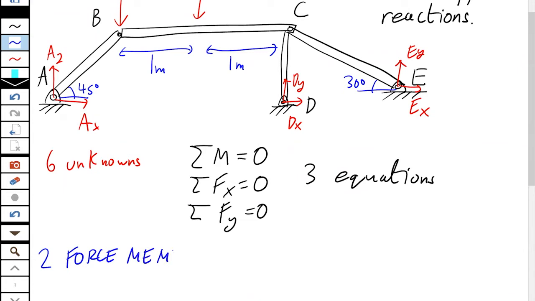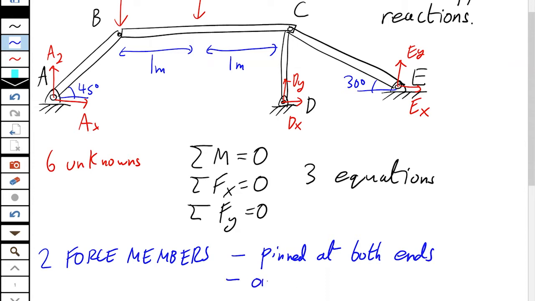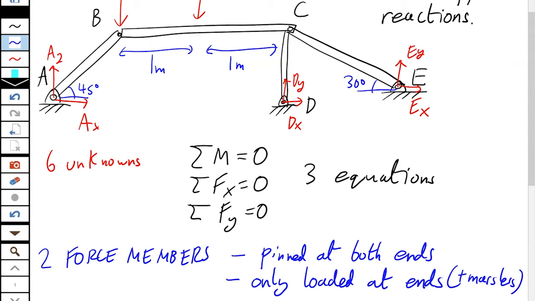We always check for those at the start of a problem. A two-force member is pinned at both ends, only loaded at the ends. Now notice this means it must be massless. Otherwise there would be a weight load in the middle and no moments anywhere on it.